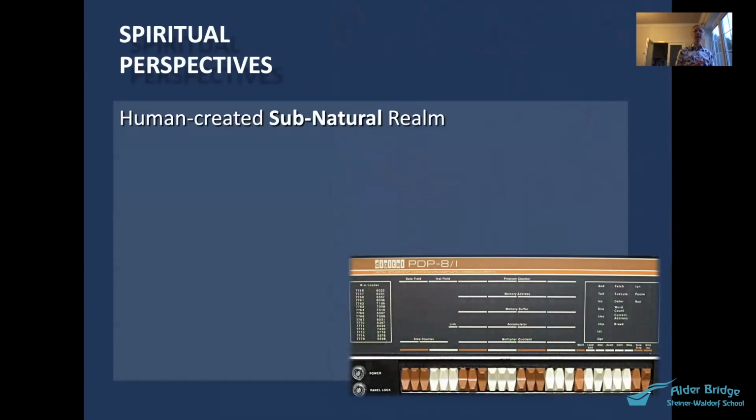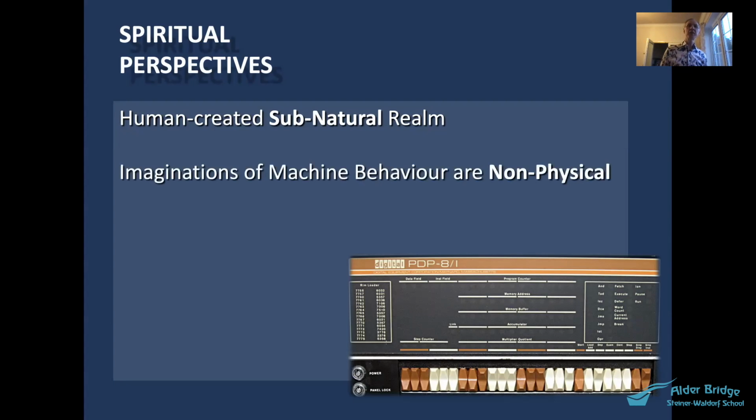We're working in a human-created subnatural realm. We've taken the materials from the earth, we've doped the silicon, we've made a world in the computers that does exactly what we tell it to do, okay? We've made, and this Steiner will call a subnatural realm, because it's not something you're finding in nature necessarily. The imaginations we're having to do with the machine behavior are non-physical, okay?